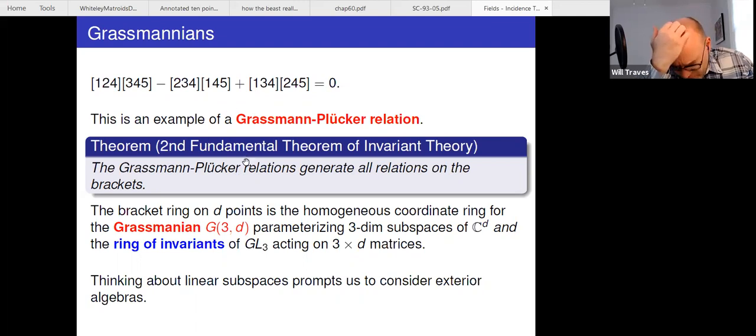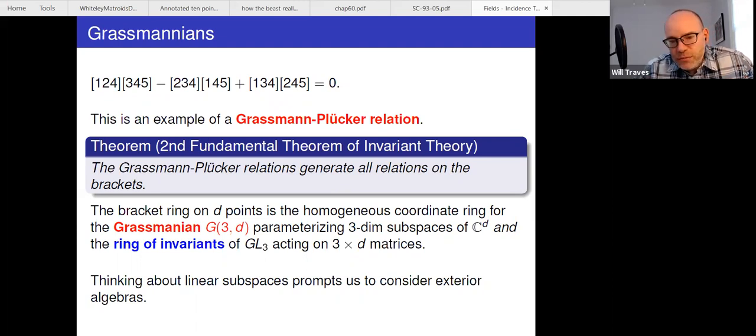And this is kind of curious. It tells us that we've got this thing that we could call the bracket ring. And the bracket ring is the ring generated by these brackets, and the relations are all these Grassmann-Cayley relations, right? And so we're taking a kind of quotient ring. And what geometric object does that describe?